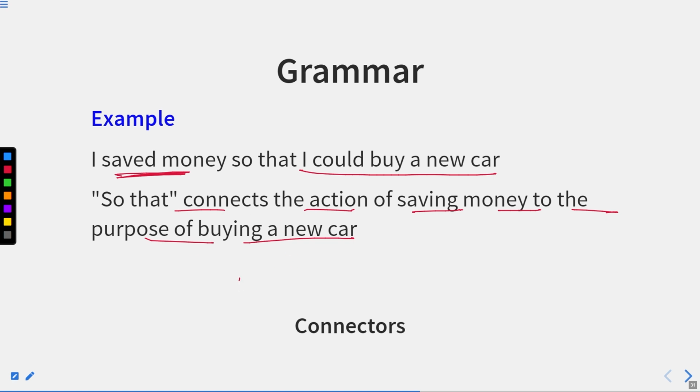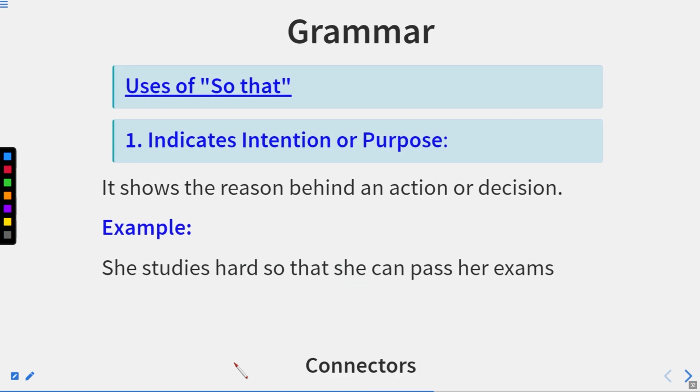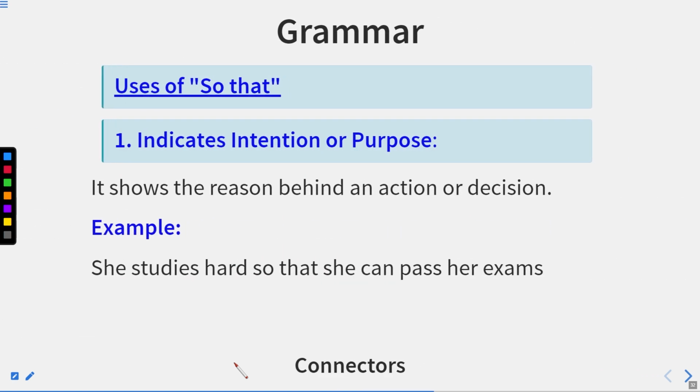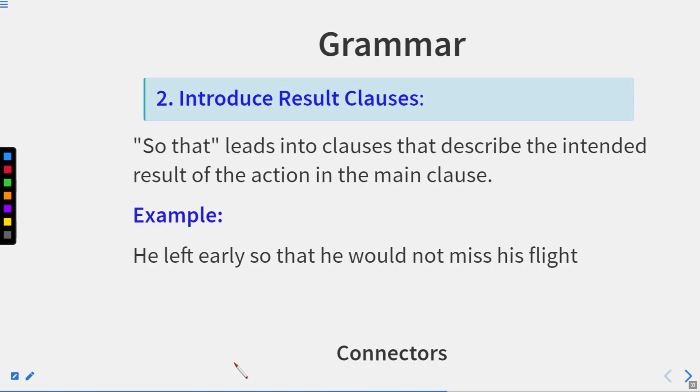So it is again action, then we have a connector, and then we have the purpose. Just to connect an action with the purpose behind it, we can use these connectors to join these two things. Uses of so that: it indicates intention or purpose. It shows the reason behind an action or decision. She studies hard so that she can pass her exams.